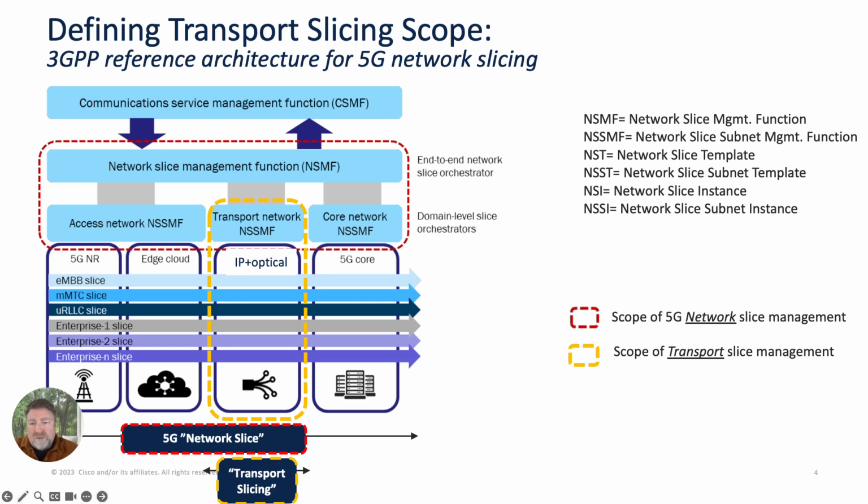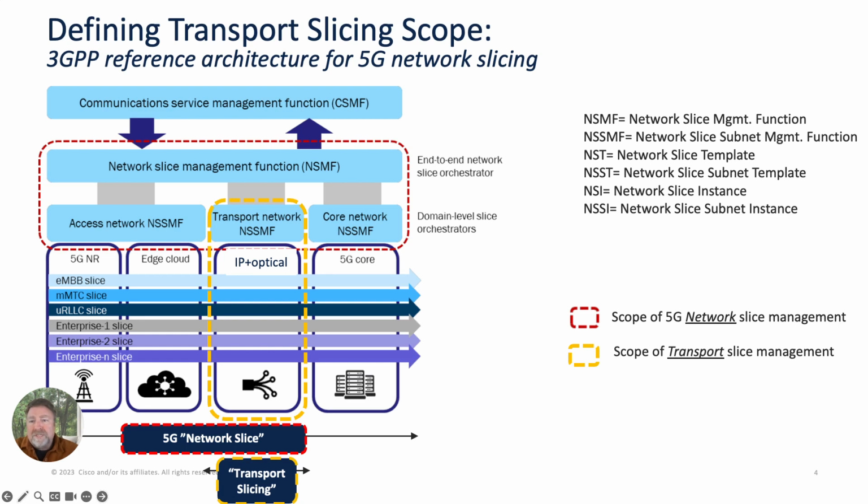Now, obviously, the transport network is only a piece of this. So the term transport slicing is used to define just the transport aspect of this, the transport domain aspect. And that's really what we're going to focus on in this presentation in terms of the Cisco solution.